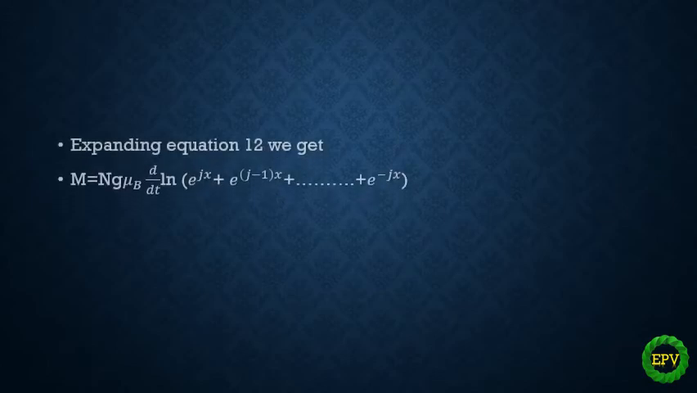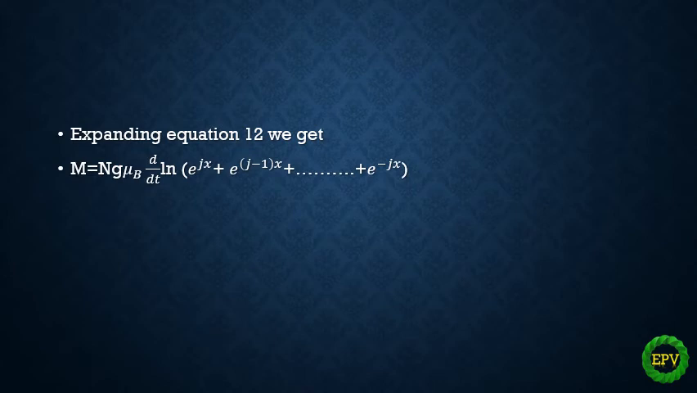In equation 12, there is one summation factor. Expanding that summation factor, we get M equals n g mu B d by dT of log of e raised to jx plus e raised to (j minus 1)x plus etc. plus e raised to minus jx. How is the equation obtained? We replace the mj value with j, j minus 1, etc., down to minus j, and the expansion is given here.